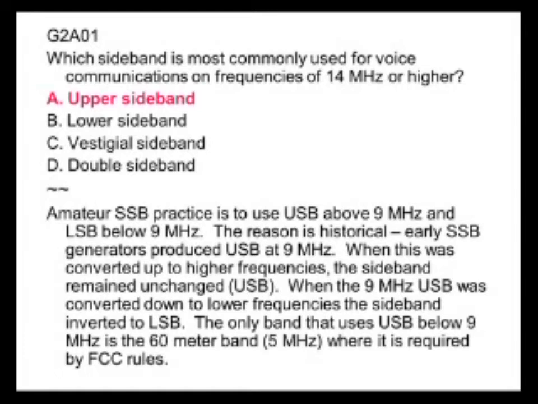Modern ham equipment can generate either sideband, either place. It's no longer really a technical issue. It's more an issue of common practice. But now we have the exception in the 60-meter band at 5 megahertz, where the FCC says you will use upper sideband by regulation. Which sideband is used is not a subject of FCC regulation except in that one band, but the amateur custom is to use upper above 9 megahertz, lower below 9 megahertz.